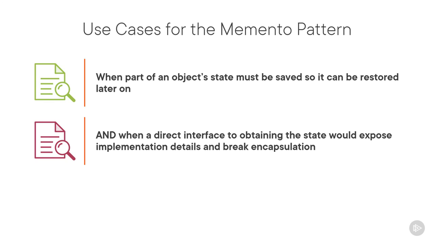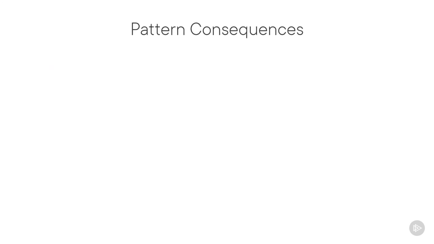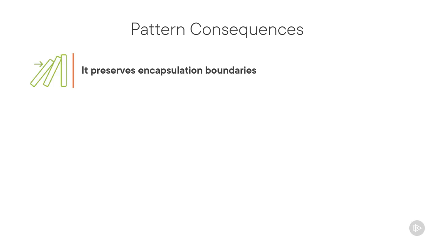Let's have a look at the pattern consequences. A major consequence of this pattern is that it preserves encapsulation boundaries. Information that only an originator should manage, but must be stored outside of the originator, is no longer exposed. It also simplifies the originator. It no longer needs to concern itself with storage management.